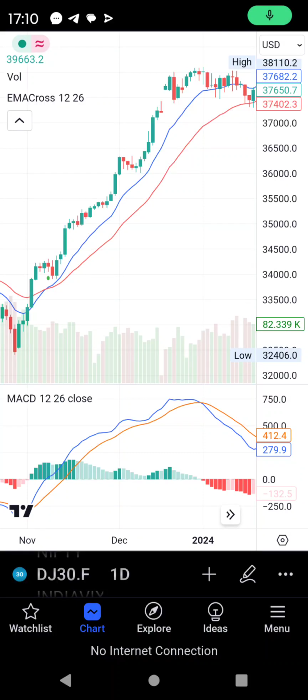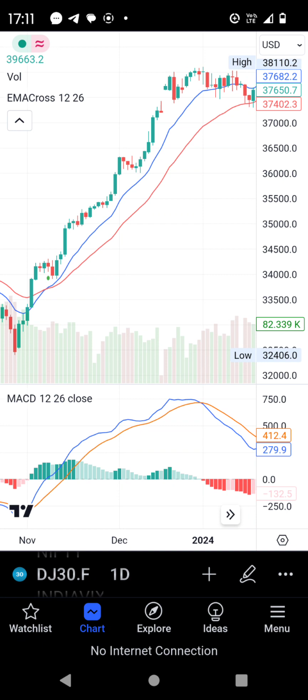In the previous video we have seen what is MACD, and in this video we'll see how to use MACD and how to interpret the signals which MACD gives. Now the first thing which MACD can tell you is whether the trend is up or down.